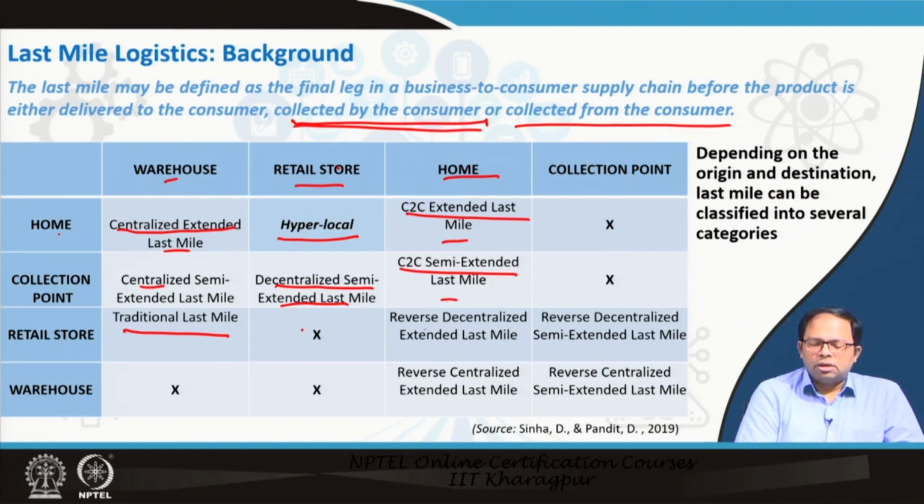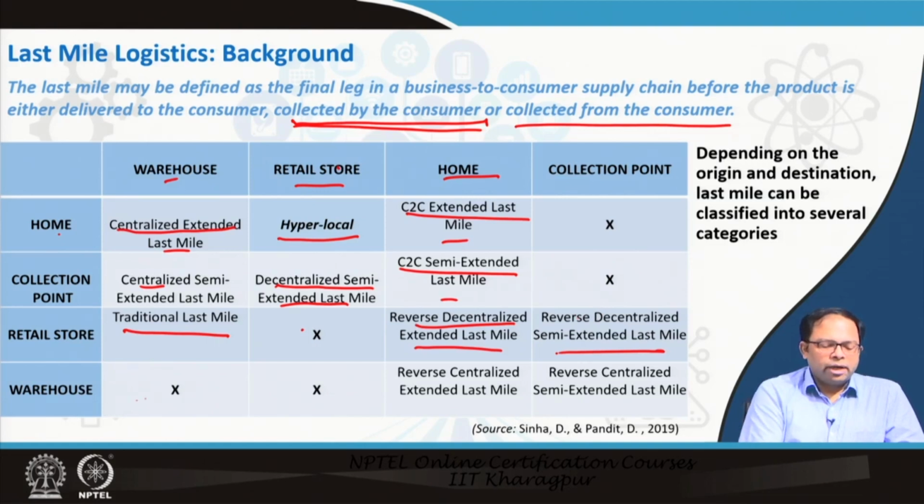Home to retail store, this is reverse decentralized extended last mile. Why reverse? Because I am returning the goods. So that's why it is reverse. Then from collection point to retail store, that is reverse decentralized semi-extended last mile. That means the customer returns to the collection store. From there, it is returned to the particular retail store.